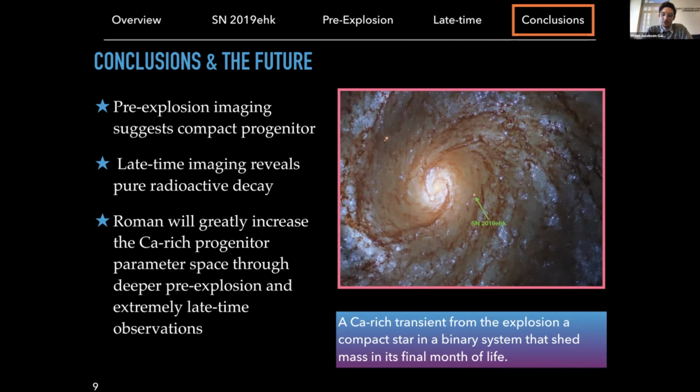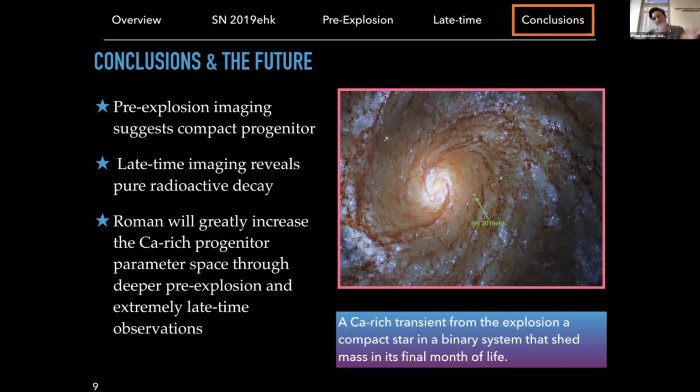And pre-explosion imaging will increase our knowledge of what is the parameter space of progenitors that could potentially produce calcium-rich transients, either by non-detection or concrete detection of a potential massive star, or non-detection of some sort of compact system like white dwarfs.